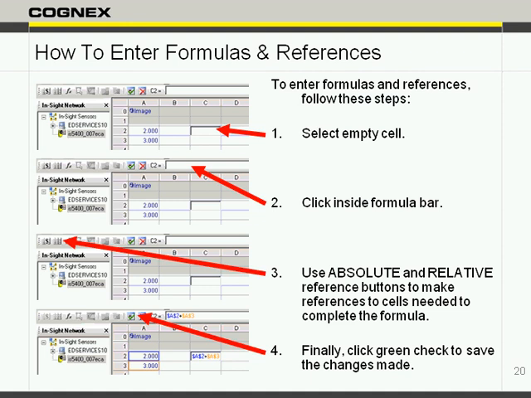How to enter formulas and references. To enter a formula reference, follow these easy steps. Again, select an empty cell, click in the formula bar. So you can see in these screenshots, we clicked on cell C2. And as soon as we did that, to the left of the formula bar now it says C2 equals. So then we would click on either absolute or relative. Click on the cells we want to use as references, and then click the green check mark or hit the Enter key.